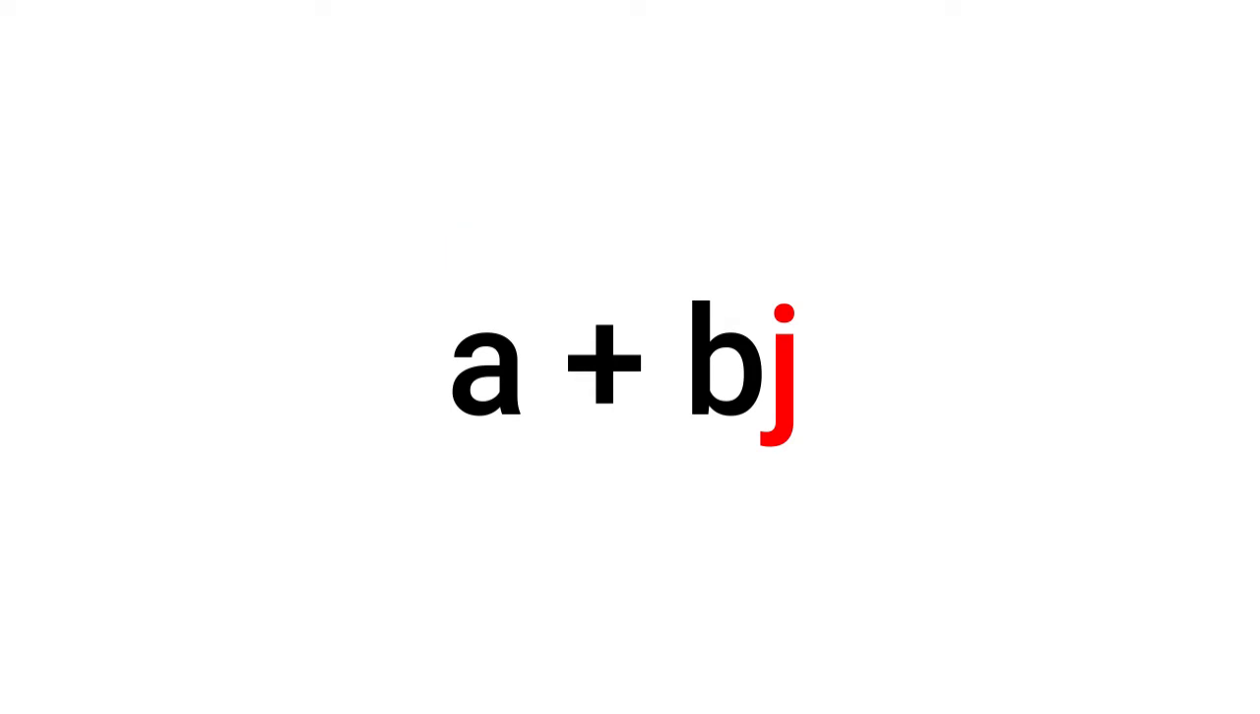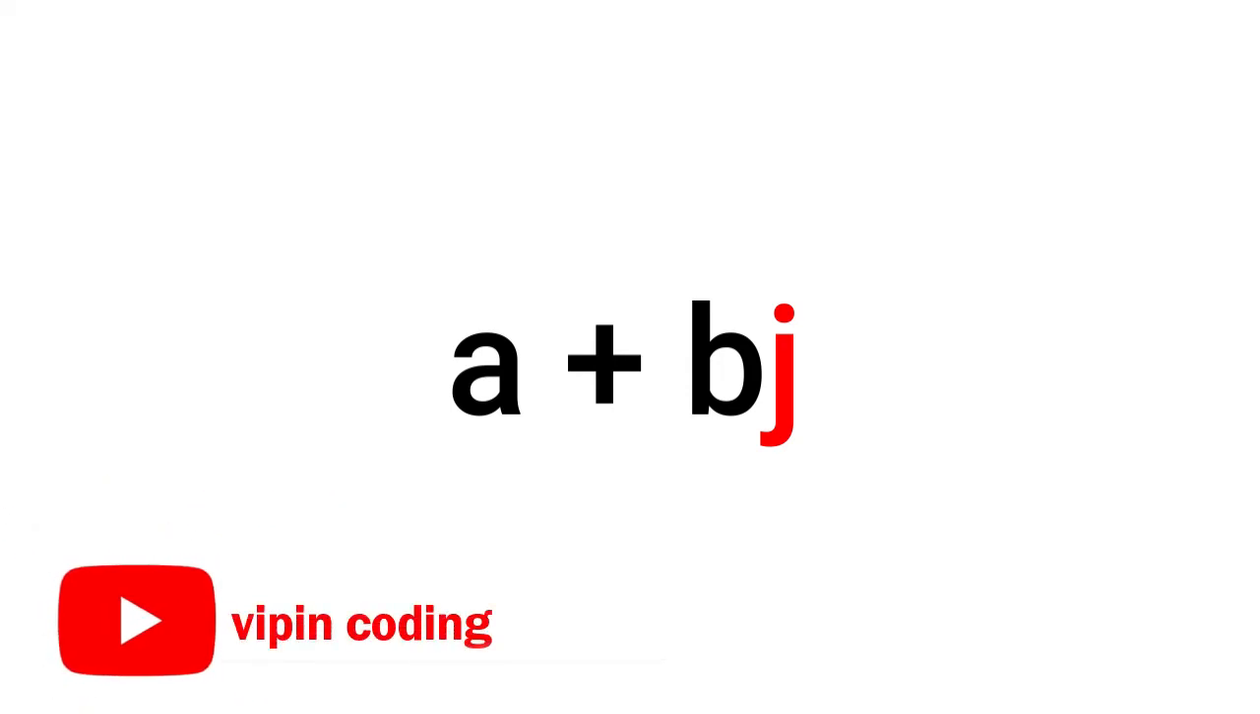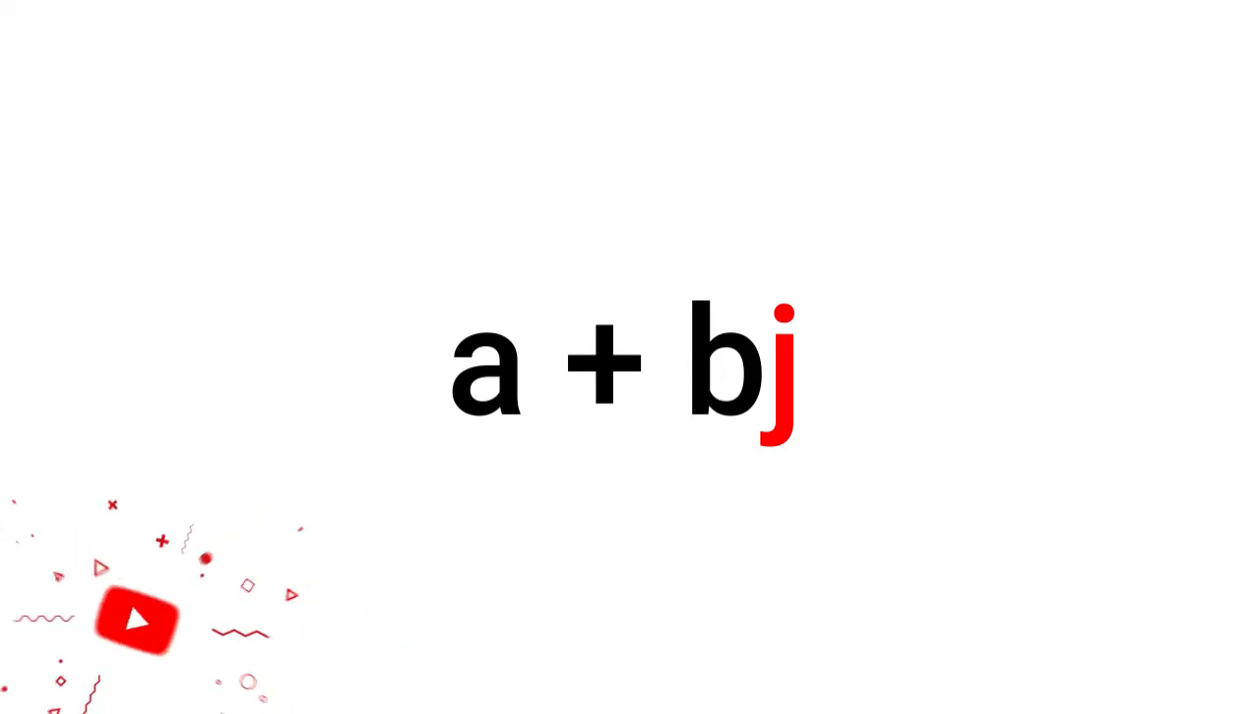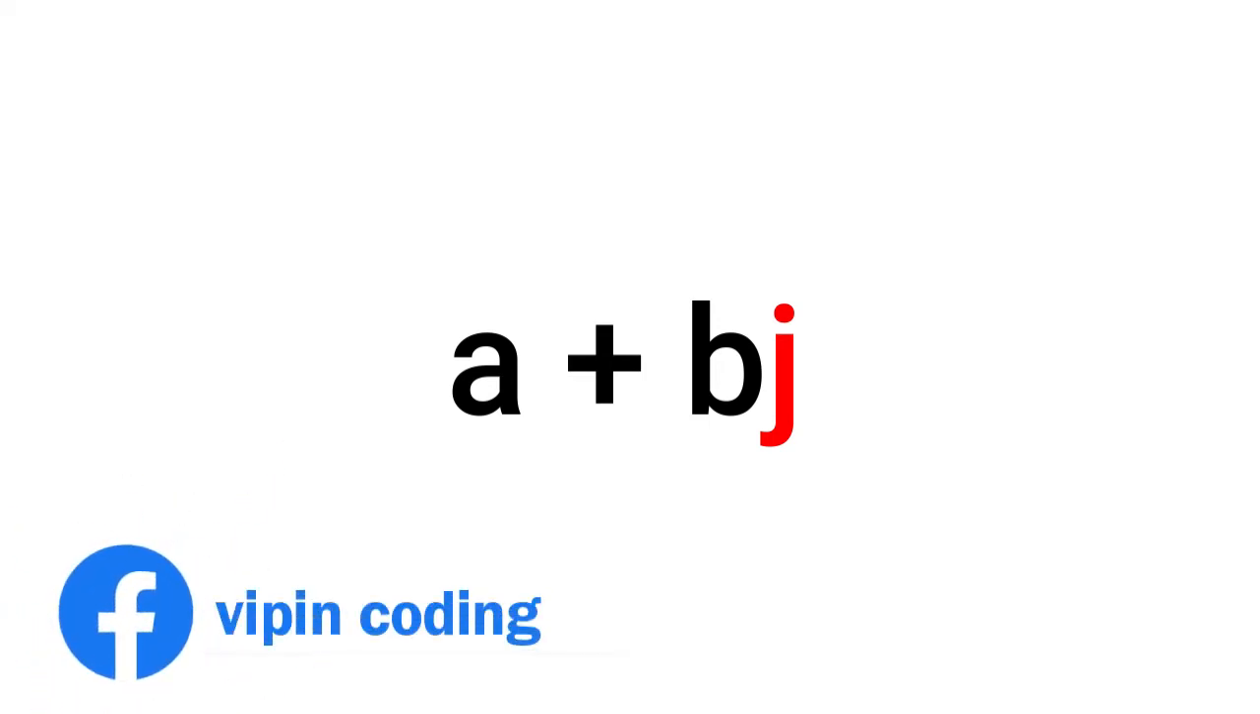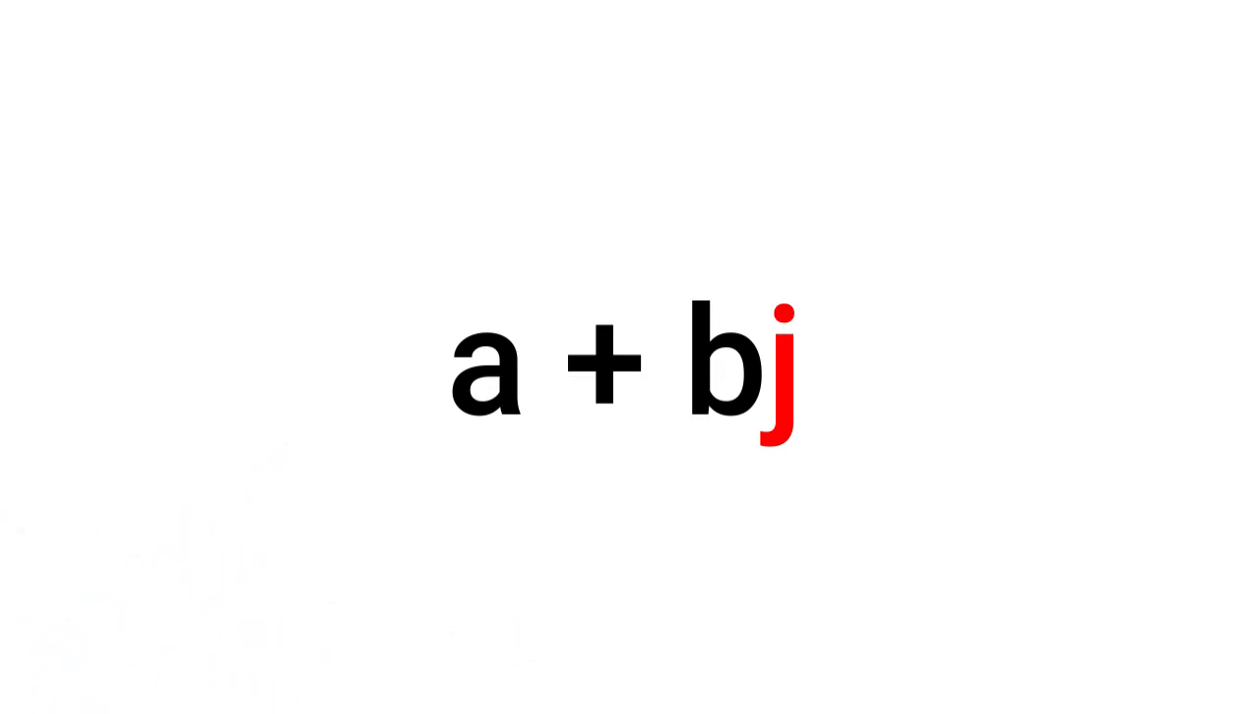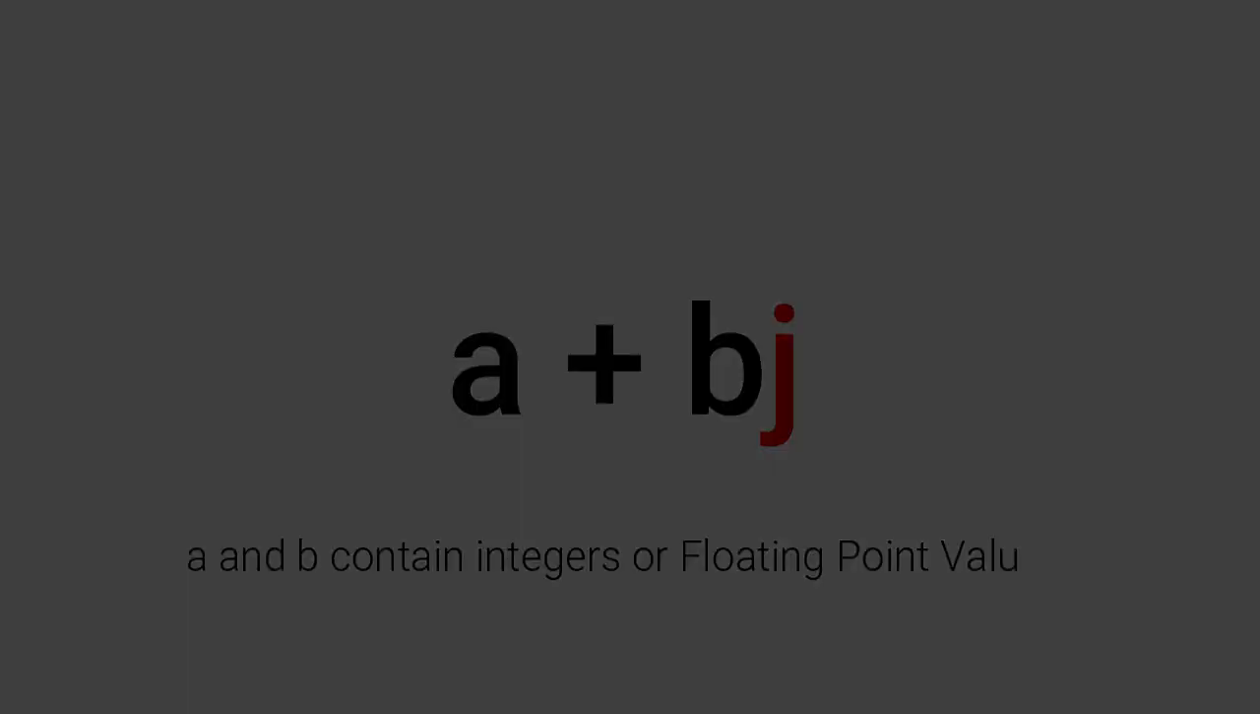one thing, that is you have to use only letter j. It may be capital or it may be small. If you use other letter, you will get an error. A and b contain integers or floating point values.